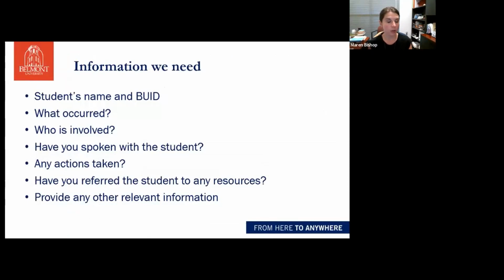Sometimes what will happen with a student concern is that something happens, and as part of your job as an RA, you will have a conversation with that student. You'll suggest different resources like counseling services or university ministries. And then you'll write up a student concern notification form after the fact and let us know what has taken place and what referrals you've already made in helping that student.